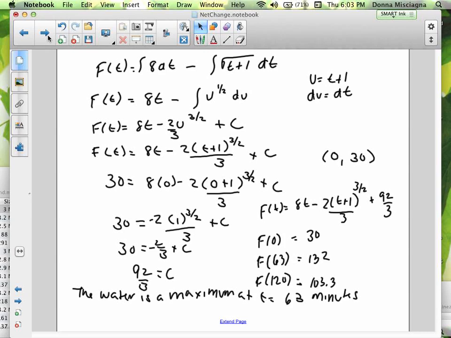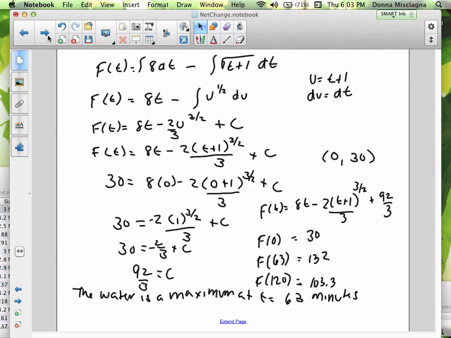So now we're just going to plug in our endpoints and critical point: 0, 63, and 120. And the winner is, on the absolute minimum, as you might have guessed, it's 0, the 30 gallons, because after that we're getting more water. And at 63 minutes, it's 132 gallons. It tops 120, which means at some point the water leaking out is going to be greater than the water leaking in.